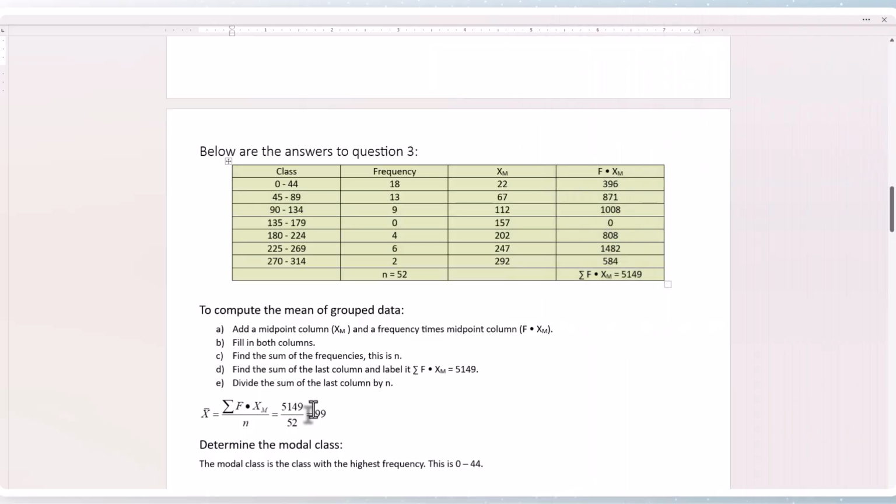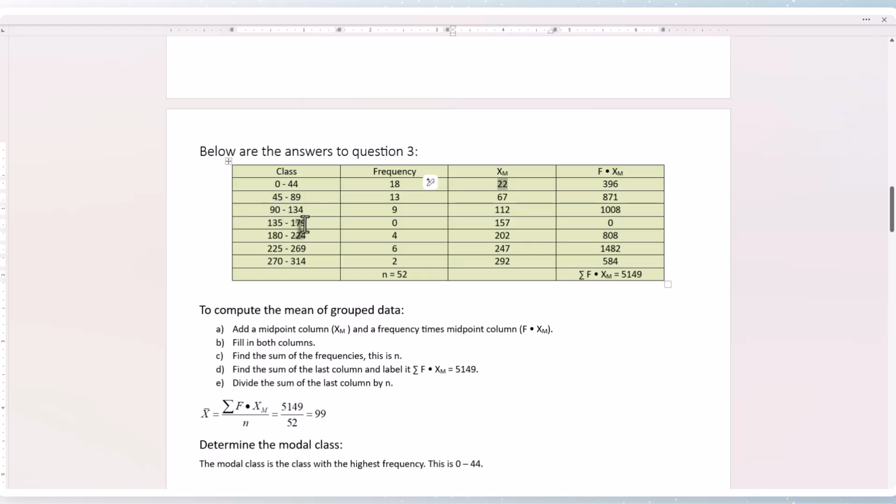Our third example is we have to compute the mean for group data and find the modal class. To compute the mean for group data, if we use the formula, we have to find the midpoints. To find the midpoints, we add the lower limit and the upper limit. That's going to give us 44. Divide by 2. The first midpoint is 22.